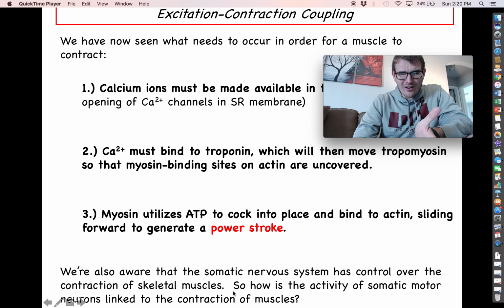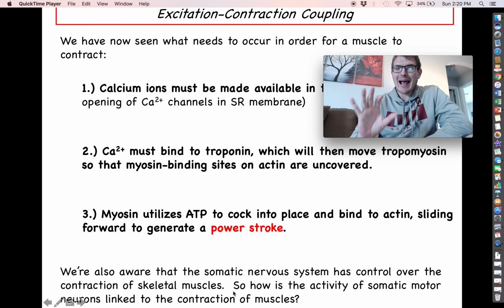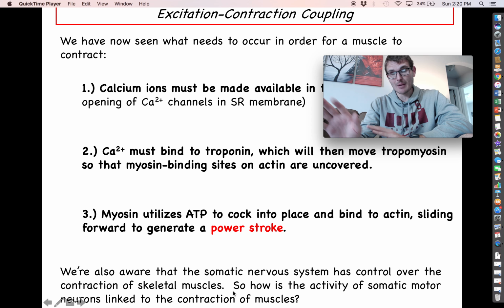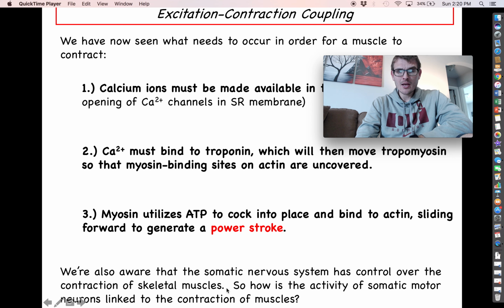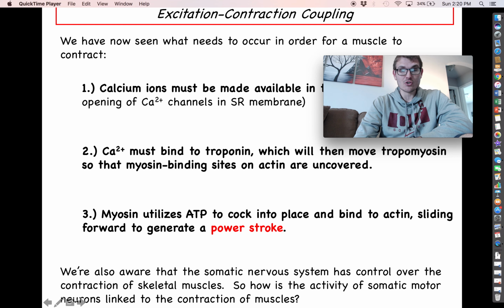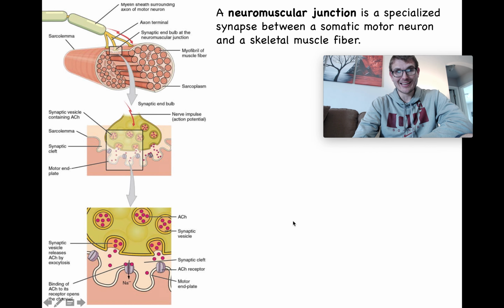We're kind of bringing ourselves full circle here. We're aware that the somatic nervous system, through those somatic motor neurons, exerts a great deal of control over the contraction of skeletal muscle. Remember how I said skeletal muscle will not contract most of the time unless that signal comes from a somatic motor neuron. We're talking about anything but basically muscle cramps. So how do we link the activity of those somatic motor neurons to the contraction of muscle and all this calcium, troponin and tropomyosin stuff that we've talked about here?